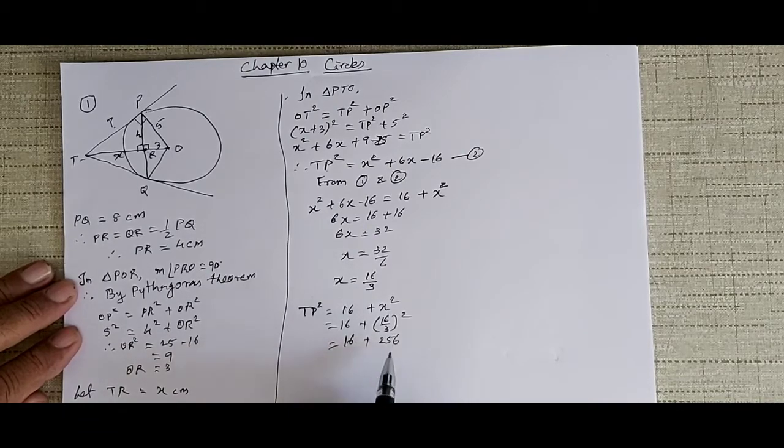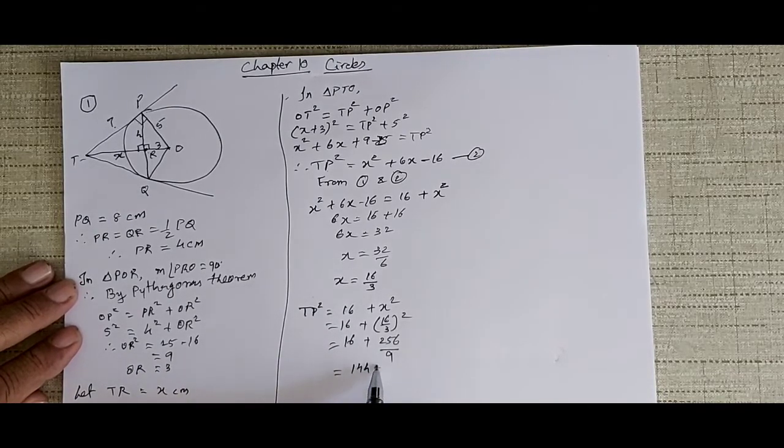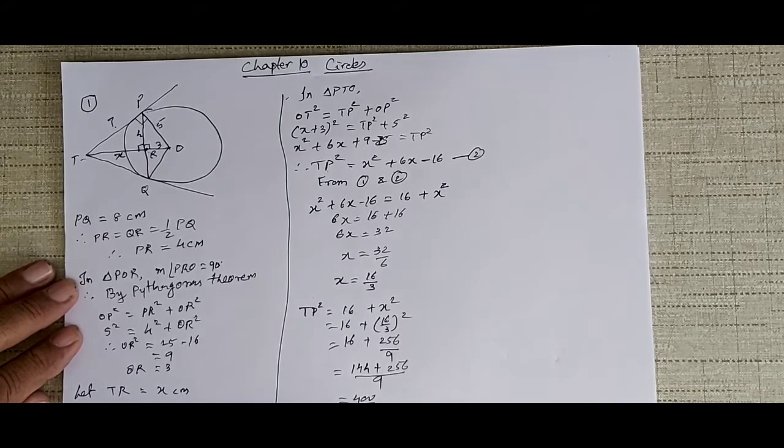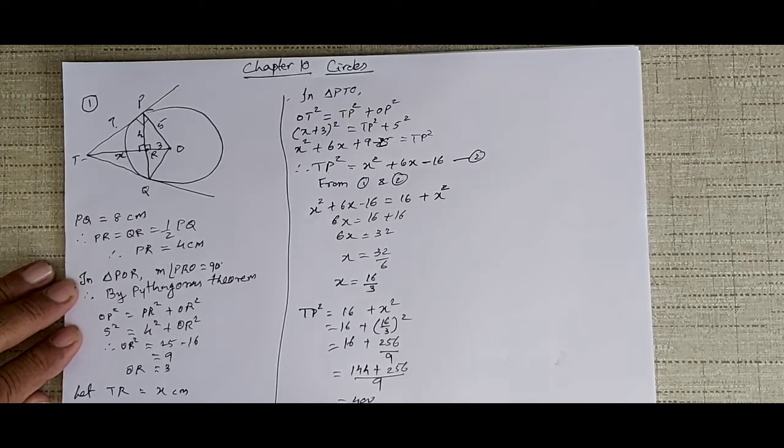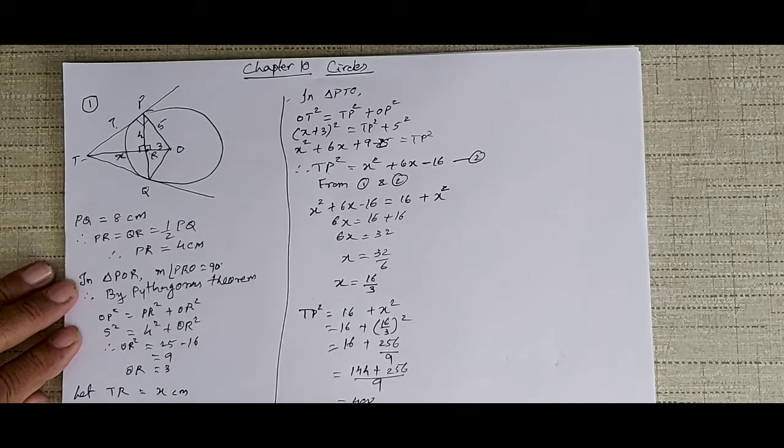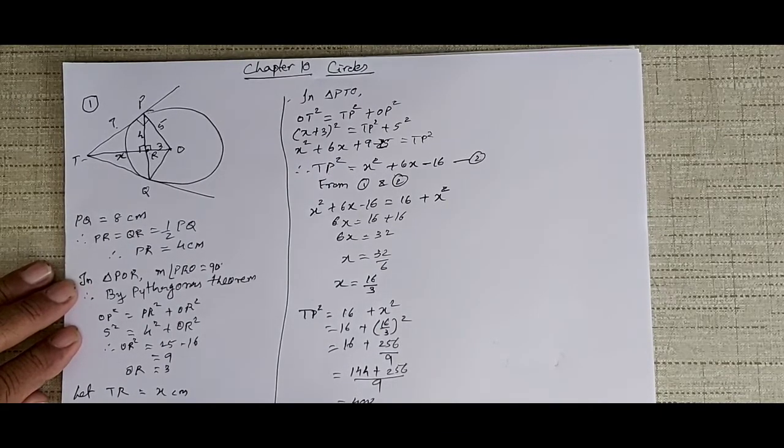16 9s are 144, plus 256 upon 9, this is 400 upon 9. So TP will be the square root of 400 upon 9, that is 20 upon 9. Or rather 20 upon 3, since the square root of 9 is 3. So TP is equal to 20 upon 3 centimeters, whatever it is.